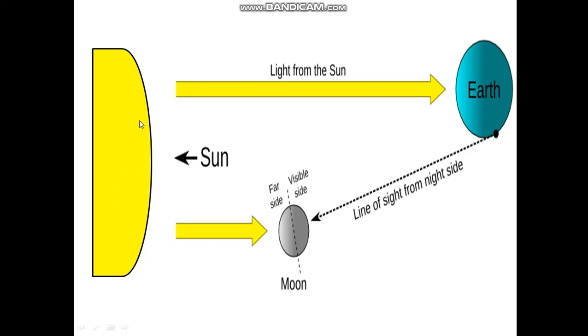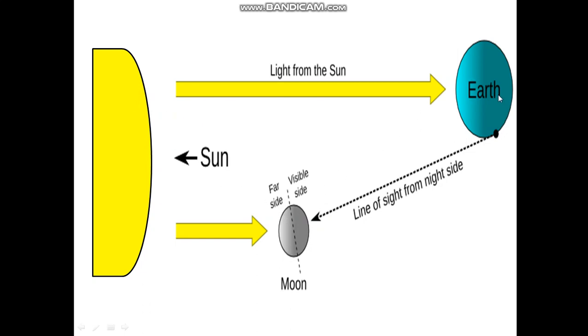The light of the sun is being reflected on the earth, and the light of the sun is also being reflected on the moon. Since the light is being reflected on the moon, we are able to see it from the earth, because the reflected light makes the image on our retina. If you go to the moon and look at the earth, then also you will be able to see the earth from the moon.